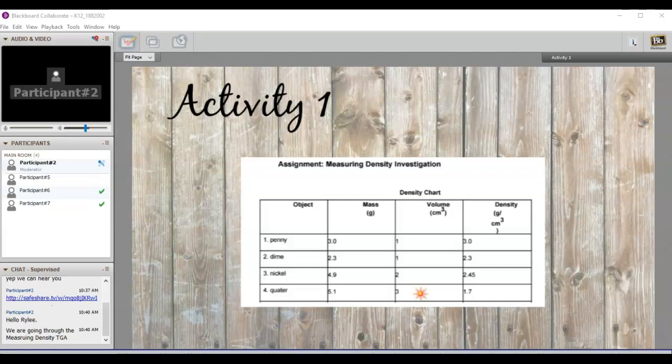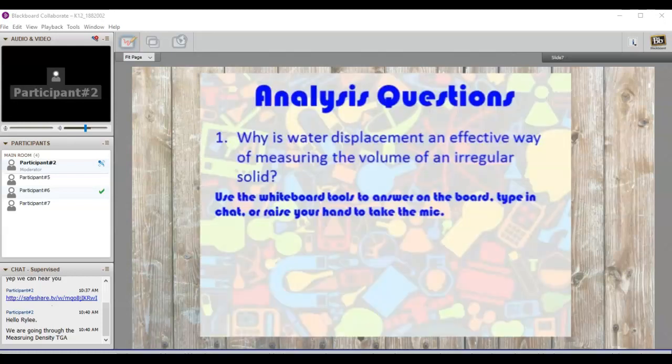So now we're going to answer the analysis questions about this exact experiment. You can write on the board. You guys probably want to write on your paper, so go ahead and do that. But the first question is, why is water displacement an effective way of measuring the volume of an irregular solid? So irregular is referring to its shape. So why is water displacement an effective way? Do you remember what they said in the video about the crown?